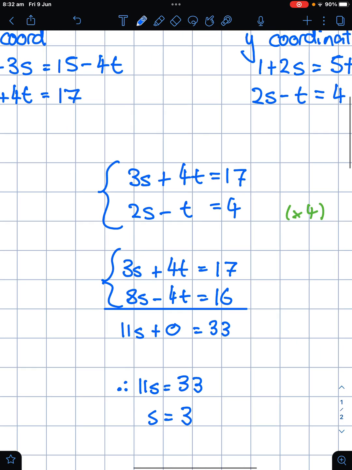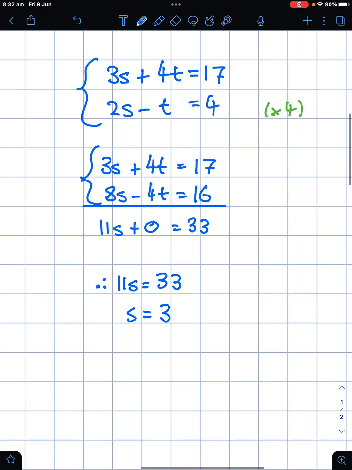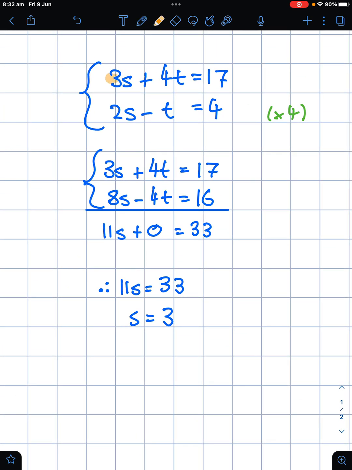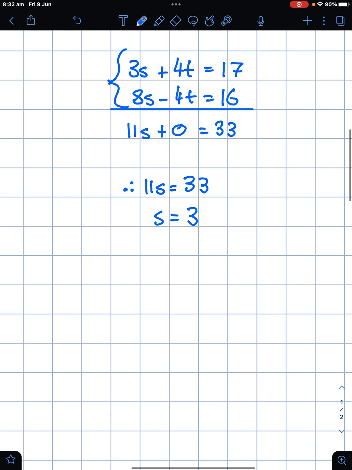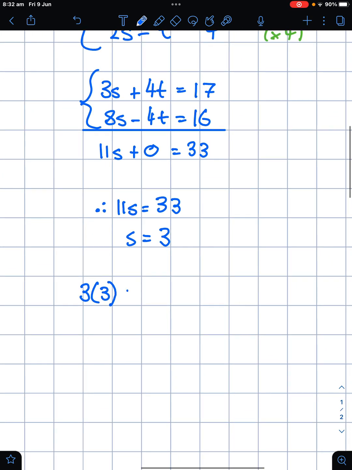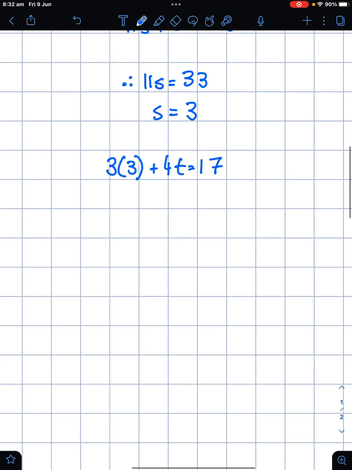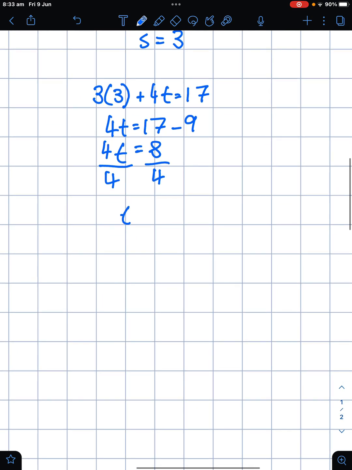Now we're just going to sub this into one of the equations above. So let's just pick this top one. So we've got 3 times 3 plus 4t equals 17. We then get 4t equals 17 minus 9, which equals 8. So 4t equals 8. Therefore, we can divide both sides by 4, and we get t equals 2.